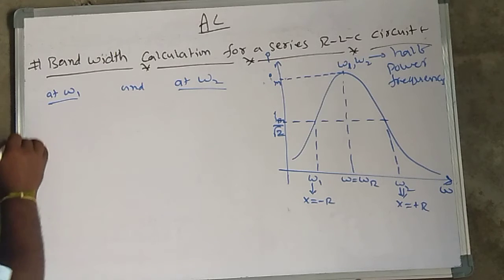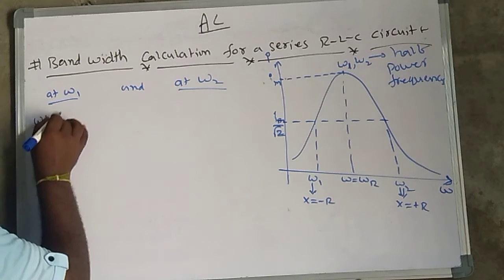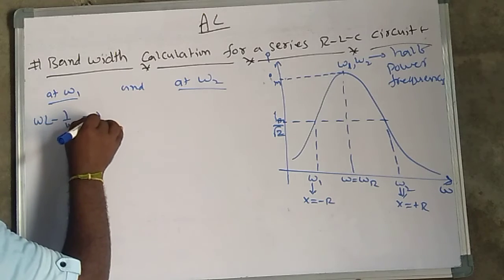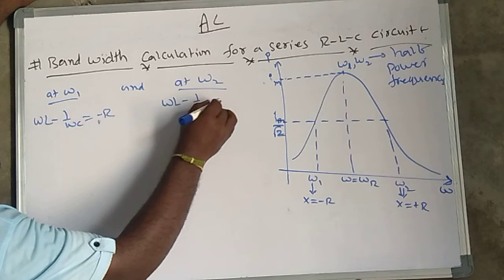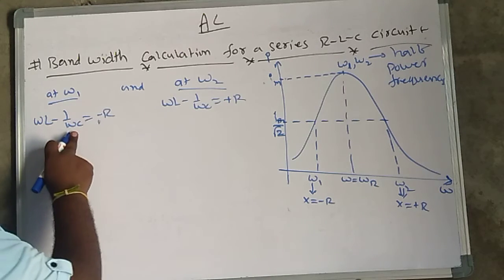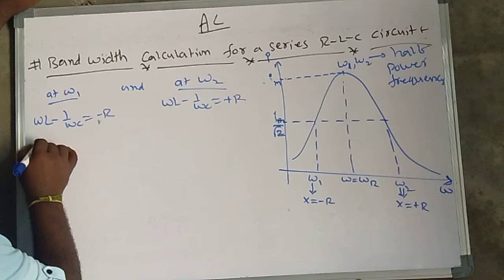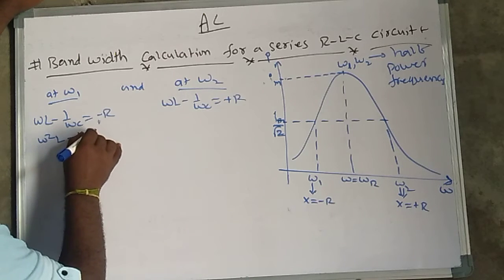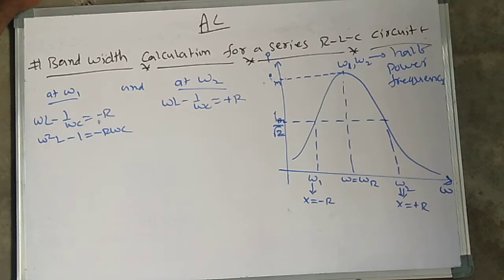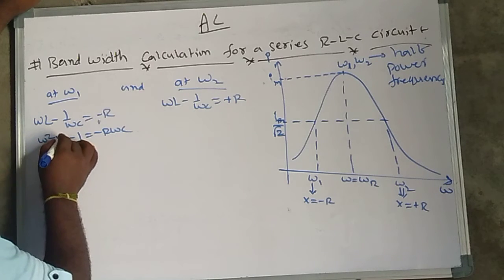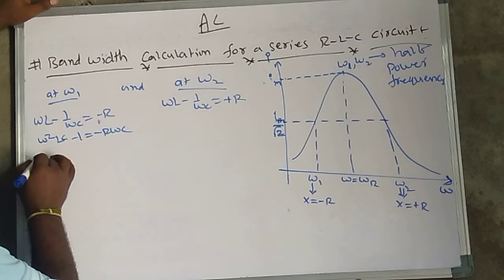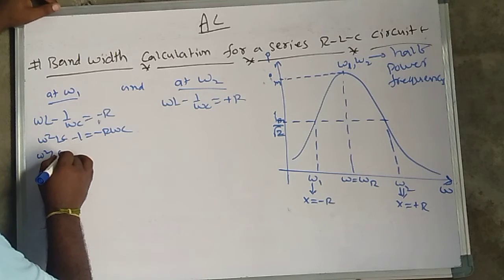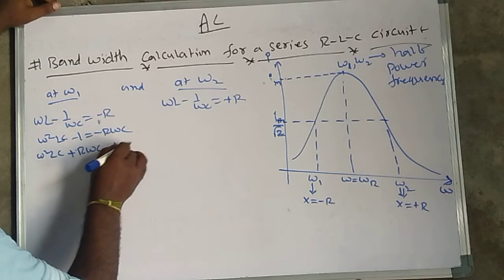So at omega 1, omega L minus 1 by omega C is equal to minus R. And at omega 2, omega L minus 1 by omega C is equal to plus R. Taking out omega C as the common factor, omega square L C minus 1 is equal to minus R omega C. So this is the quadratic equation: omega square LC plus R omega C minus 1 is equal to 0.